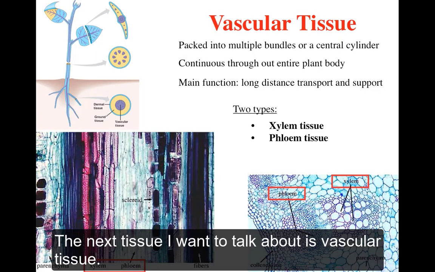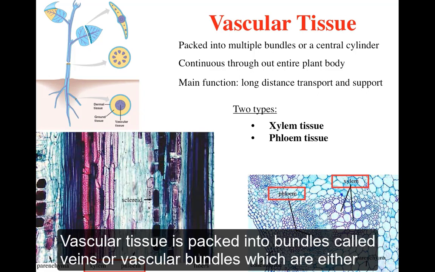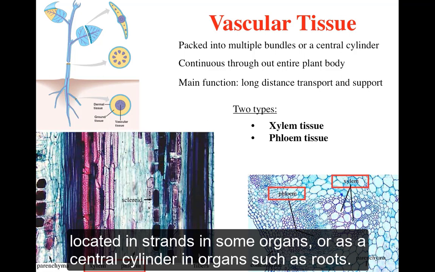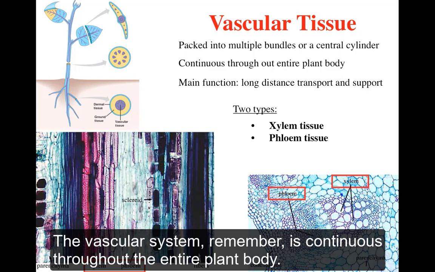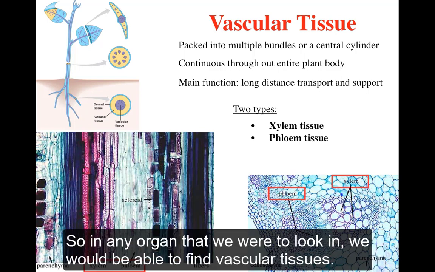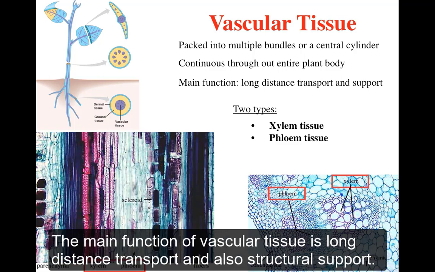The next tissue I want to talk about is vascular tissue. Vascular tissue is packed into bundles called veins or vascular bundles, which are either located in strands in some organs or as a central cylinder in organs such as roots. The vascular system, remember, is continuous throughout the entire plant body. So in any organ that we were to look in, we would be able to find vascular tissues. The main function of vascular tissue is long-distance transport and also structural support.